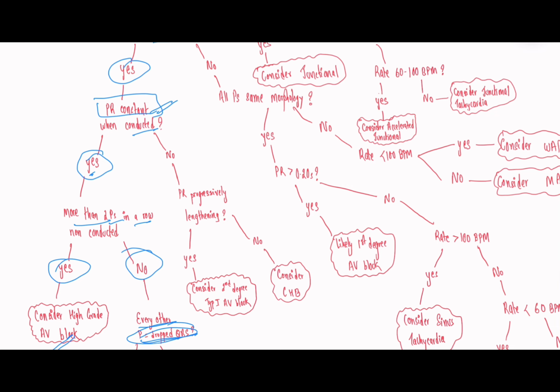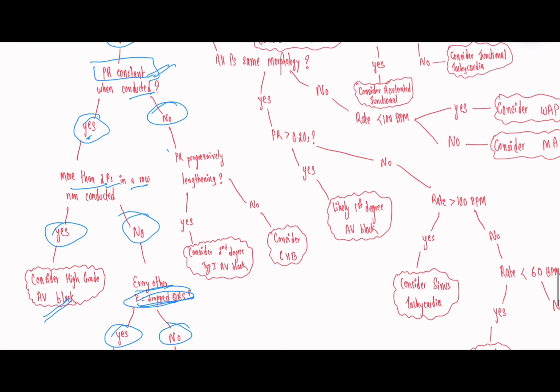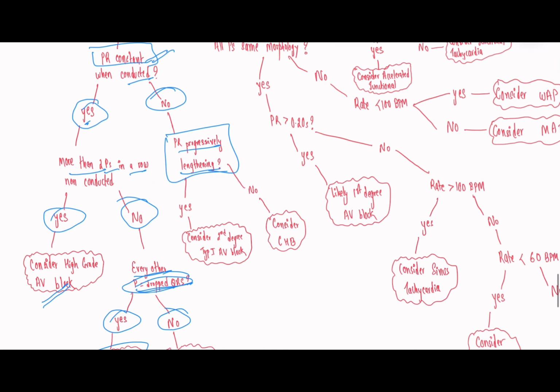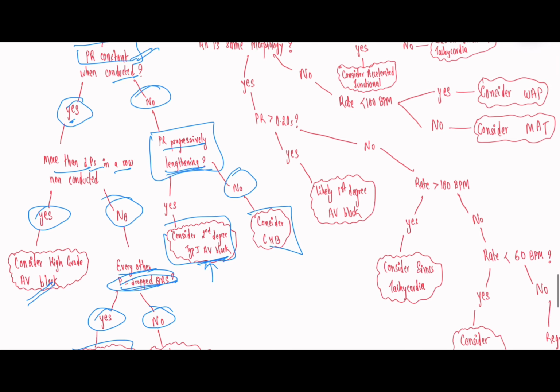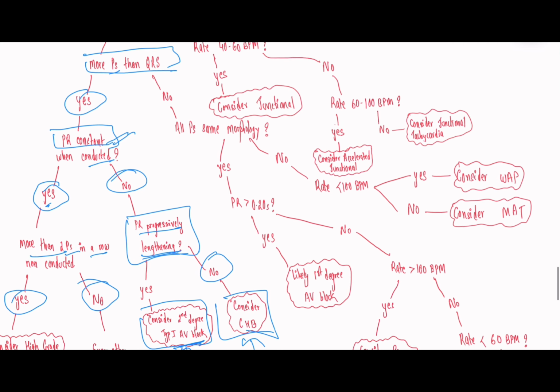If the PR is not constant, then we should check whether the PR is progressively lengthening or not. If it is lengthening, then we consider it second degree type 1 block. If it is absent, then we consider it complete heart block.